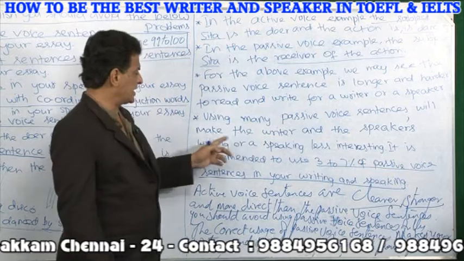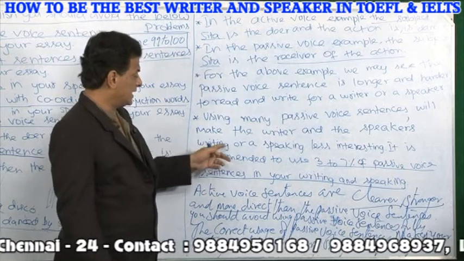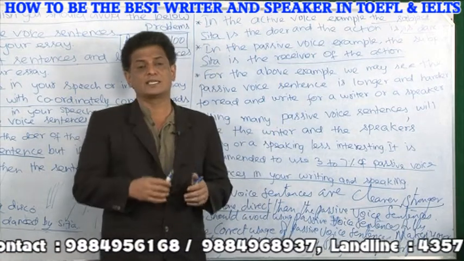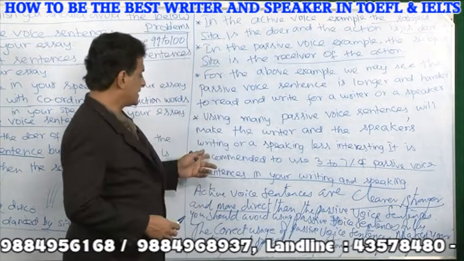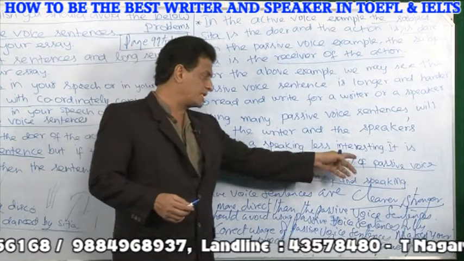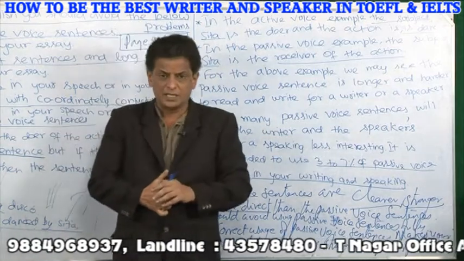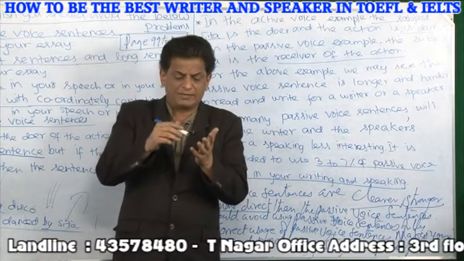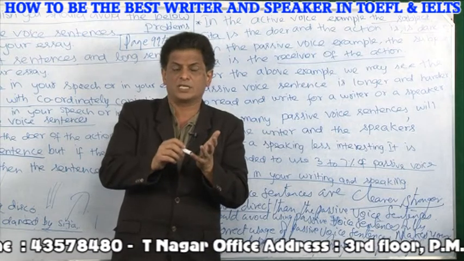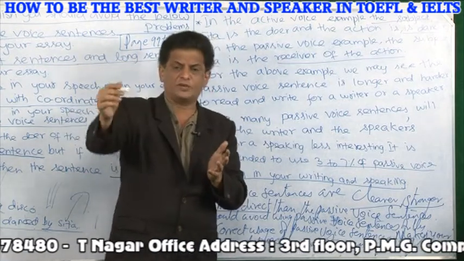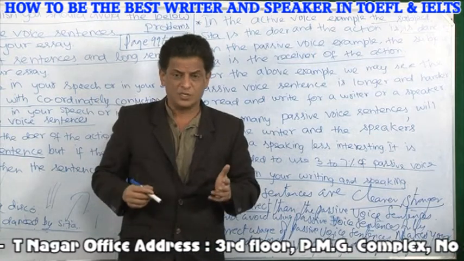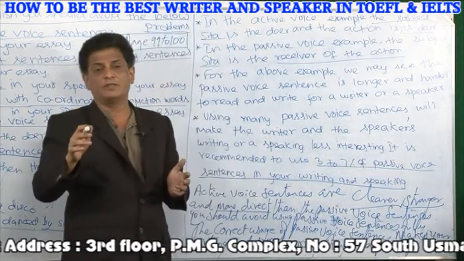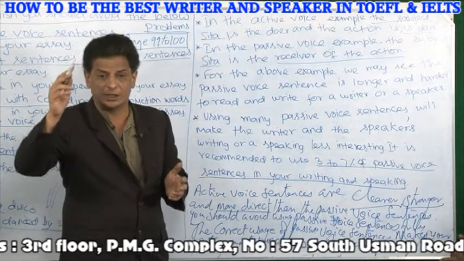Using many passive voice sentences will make the writer's and the speaker's writing or speaking less interesting. So, if you often use passive voice sentences, the listener will get a bit tired. So, it is recommended to use 3 to 7% of passive voice sentences in your writing and speaking. Whenever you are speaking, if it is 100% of your speaking, at the most 7% should be in passive voice sentences, and the remaining 93% of your delivery, in writing or in speaking, should be in active voice sentences.